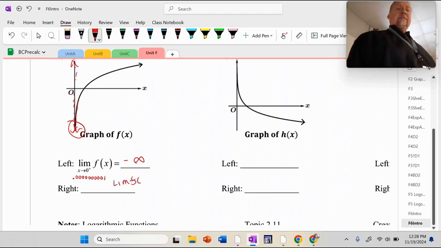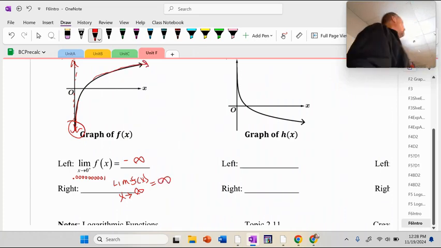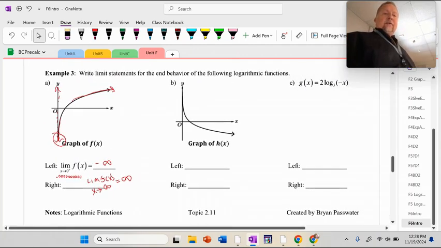Limit of f of x as x approaches infinity. What's the answer to that? Very slowly, but what is it going to go to? Infinity. Okay, and then this is the same, but you know what? Let's just take this limit and let's be fast with it. Don't be lazy on tests.